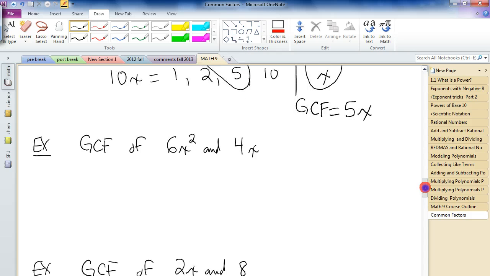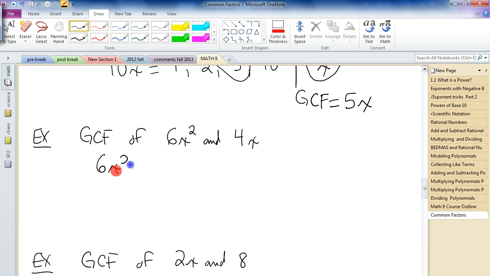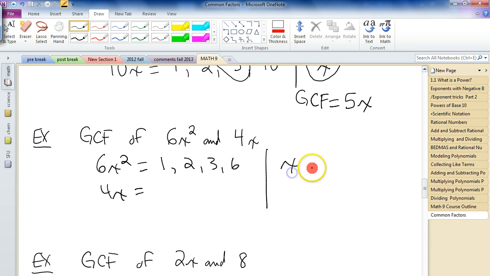Okay, now 6x squared and 4x. 6 is made up of the numbers 1, 2, 3, 6. And x squared is made up of the variables, we'll do it separately over here, x and x. There's 2 x's there. Let's compare that with 4. 4 is made up of 1, 2, and 4. And how many x's do we have? Just 1. What's in common? Does 4 go into 6? No. 2, that looks like the winner there.